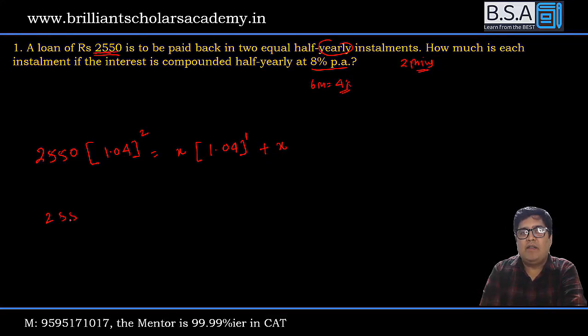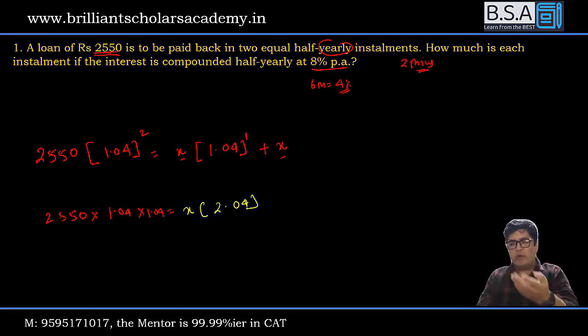So 2550 into 1.04 into 1.04. On the right side, what do I have? X is common. Once you take out X, it becomes 2.04. So all you have to do now is use calculators. Perfectly fine. That is why they are given in the exam. 2550 into 1.04 into 1.04 divided by 2.04. So the exact amount comes out to be X is equal to 1352. Exact amount.